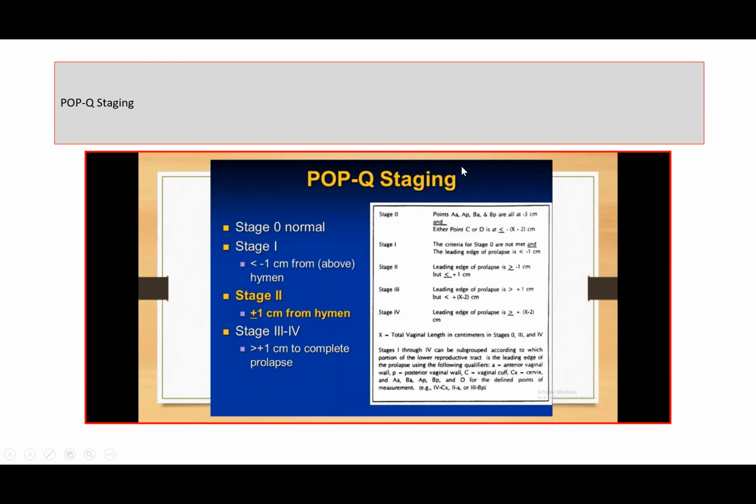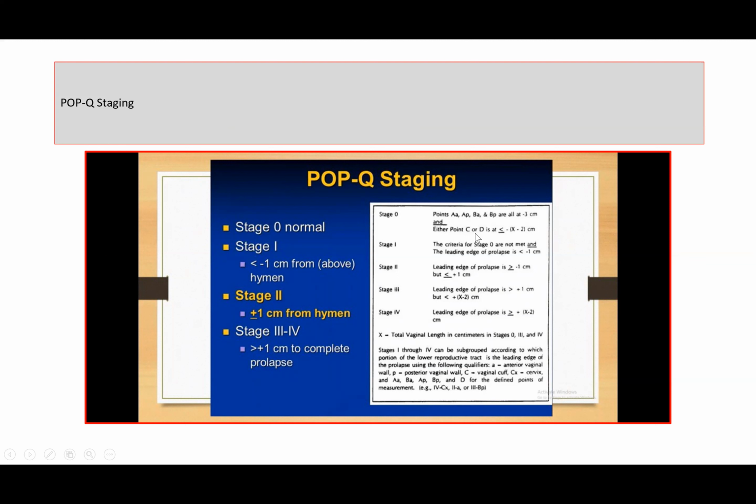So next is the POPQ staging. This is staging we need to remember so that in the exam, when any grid is given, we are able to identify in which compartment there is prolapse, whether it is anterior vaginal wall, posterior vaginal wall prolapse, and what is the stage. So just to keep it simple, stage 0 is normal, there is no prolapse. So when there is no prolapse, all the points, AA, AP, BA, BP, these are all minus 3 centimeter. It means they are 3 centimeter above the hymen.